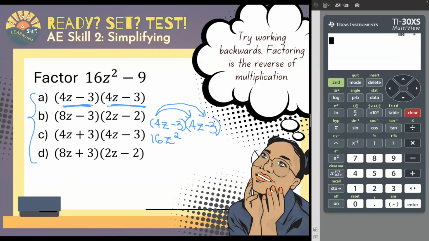Now, 4z times negative 3. Well, 4 times negative 3 is negative 12. And you've got your calculator right there if you need to do that. And of course, I had a z in that multiplication, and so it's negative 12z. I finished passing out the 4z. Now it's time to pass out the negative 3.